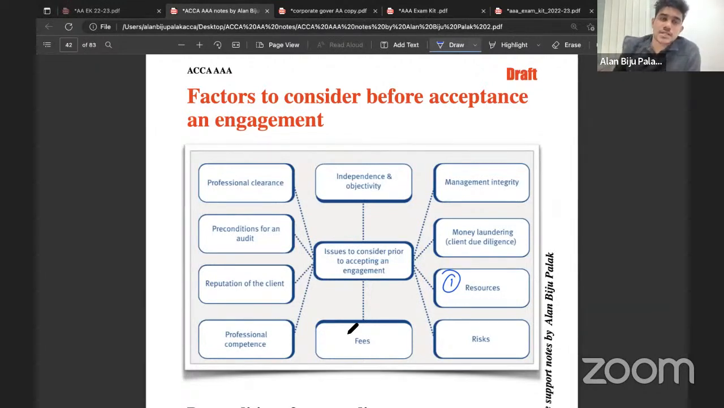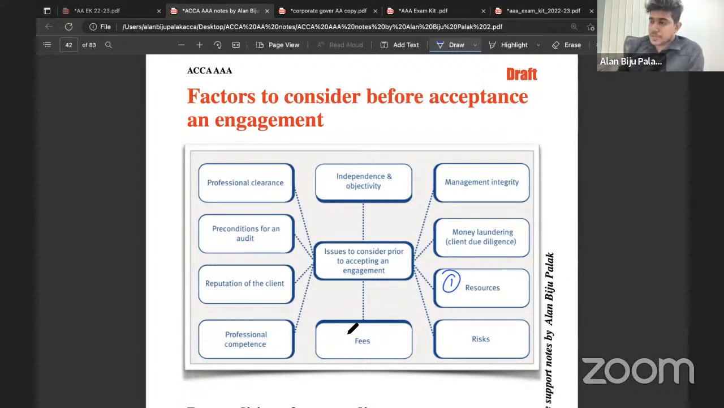Auditor should never accept an engagement if the fees is said to be on a percentage or contingent basis, or if the fees is provided to him on the basis of his performance. The fees should always be a fixed amount, and fees can also be based on the hours spent by the auditor. So it should not be in any other manner other than on the basis of time spent by the auditor and a fixed amount.